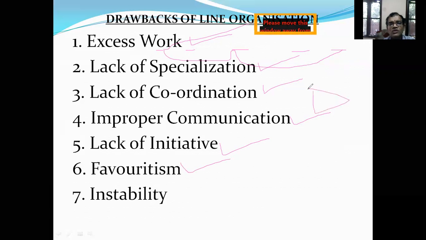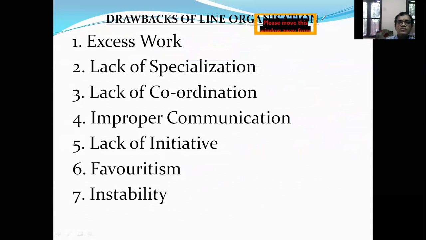The superior who is controlling the workers under him may show favoritism based on caste or religion or sex or language or region, like that. It may lead to favoritism. It may sometimes lead to instability in the organization. Instability means it may lead to absenteeism or turnover or like that. So a stable environment may not be there in certain cases. These are the drawbacks, the demerits of line organizations.